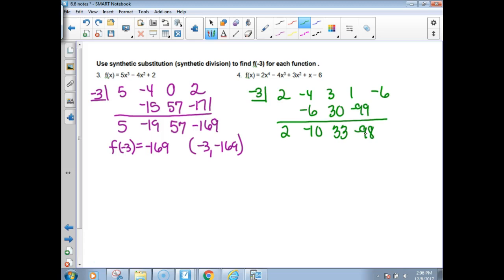Oh dear, this is a big one. 294. Add vertically, and we get 288. So the f of -3 for this polynomial is 288.